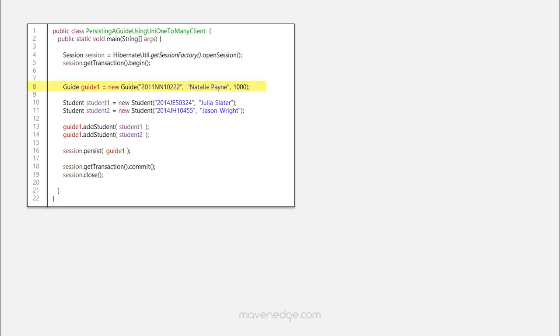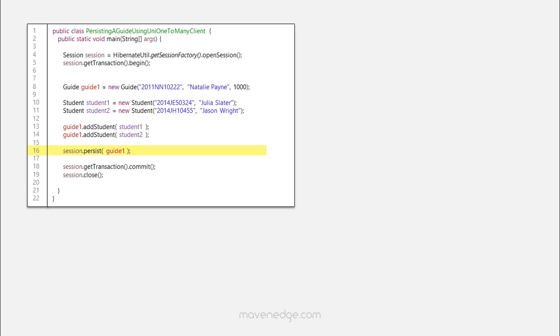We are creating a guide object on line 8 here, and then on lines 10 and 11, we are creating two students, student 1 and student 2. And then we are adding them to the guide student collection on lines 13 and 14. And then finally, we are persisting the guide on line 16.